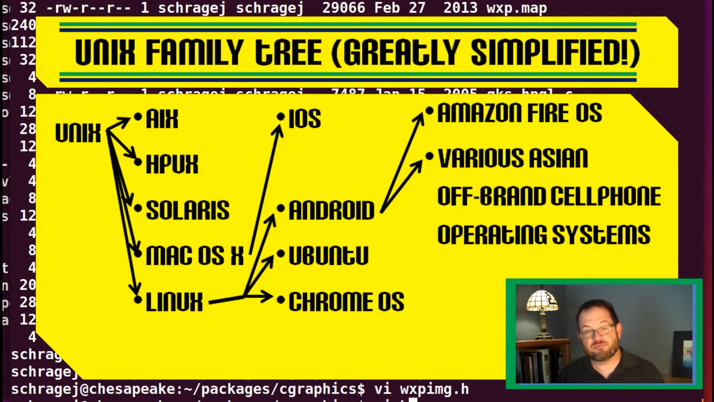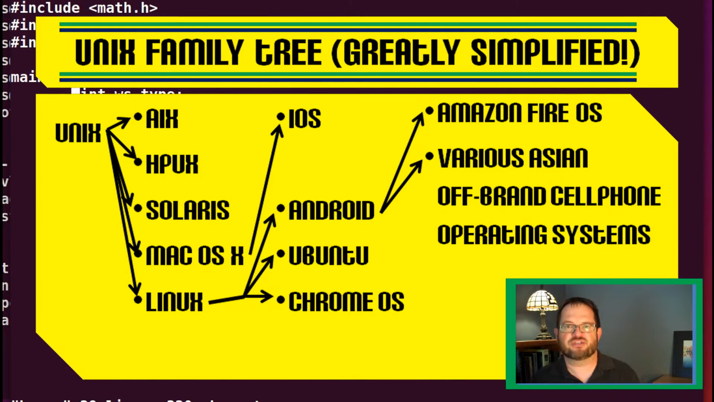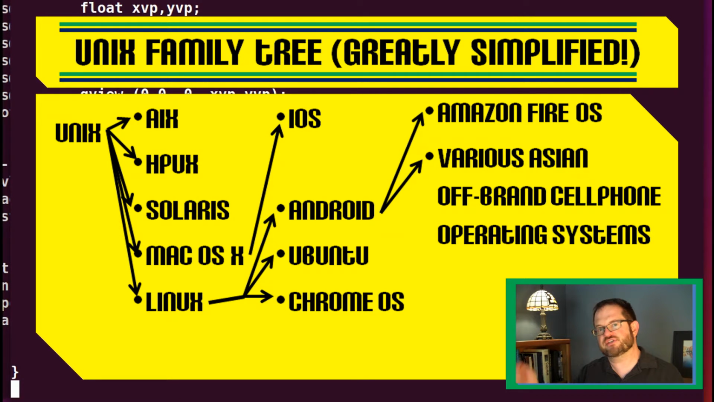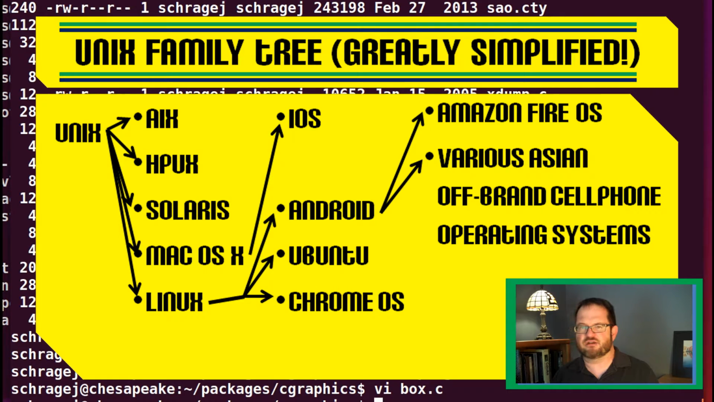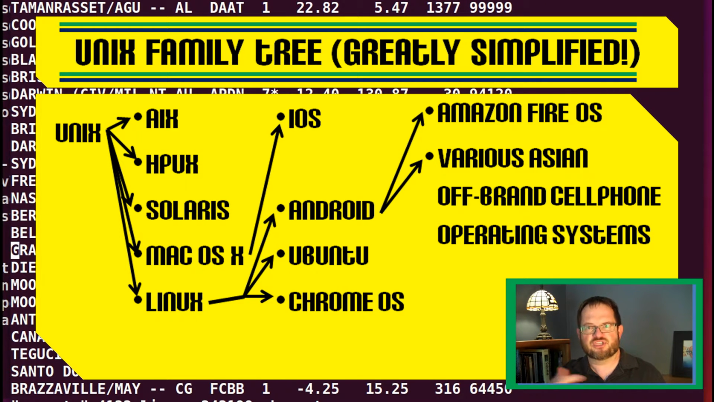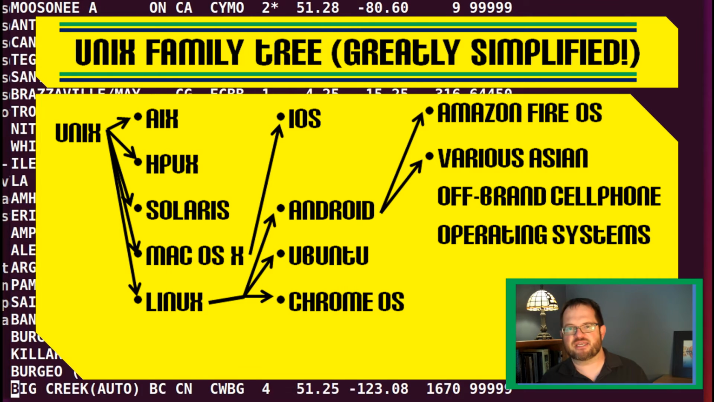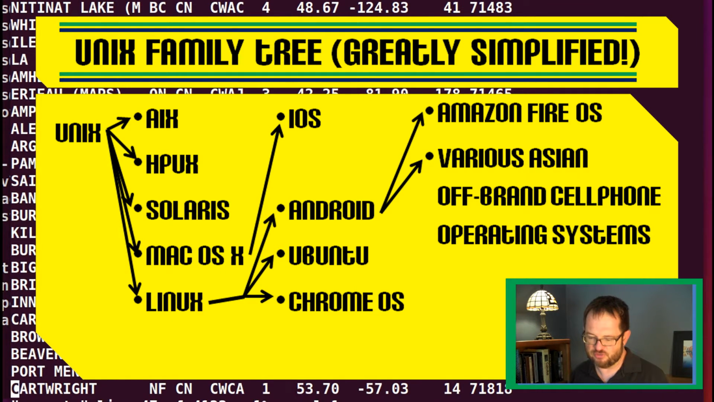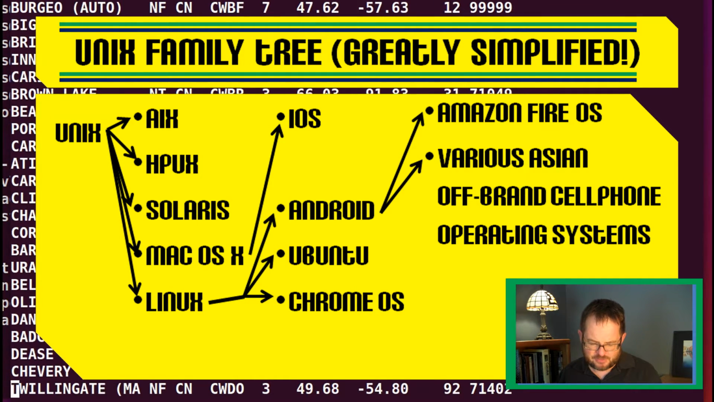The most famous of that would be Amazon Fire OS, like what runs Kindles and Fire Sticks on your television and things like that. But in other parts of the world, in particular in Chinese and Japanese markets, there are other phone operating systems than just Apple iPhone iOS and Android phones. There are other manufacturers that make knockoff versions of Android and so on.